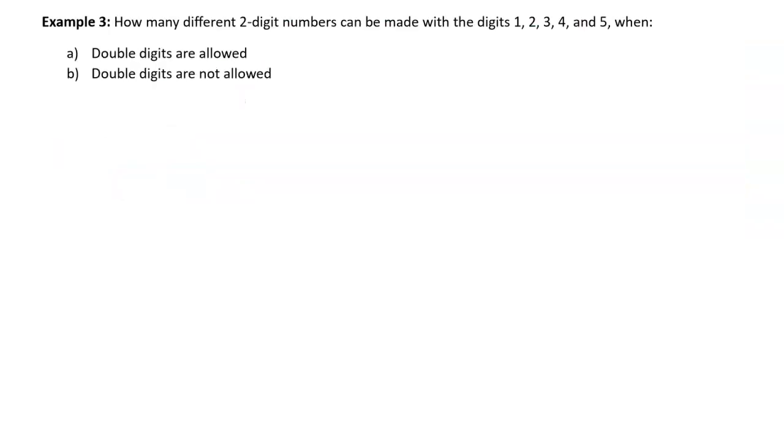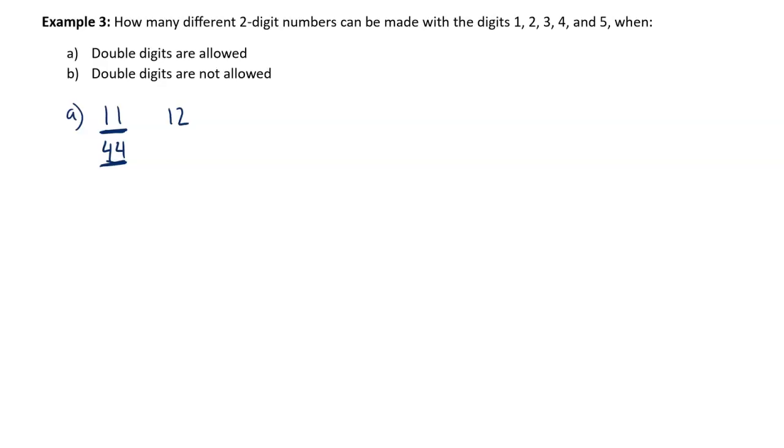What about the following example? How many different 2-digit numbers can be made with the digits 1, 2, 3, 4, and 5 when double digits are allowed? So let's consider that situation. If we can have double digits, in other words, the same digit twice, then we could have 1, 1, or we could have 1, 2, but this is the double digit situation that would be allowed. Likewise, you could have like 4, 4, that would be allowed as well.